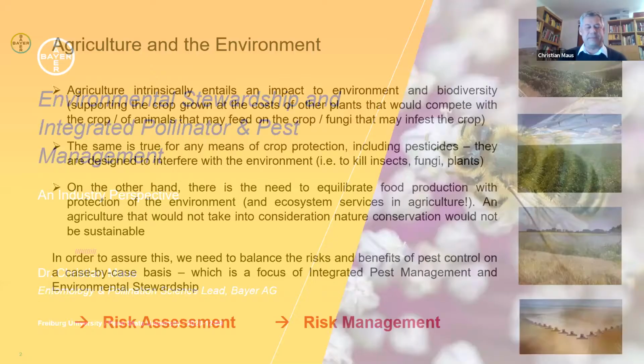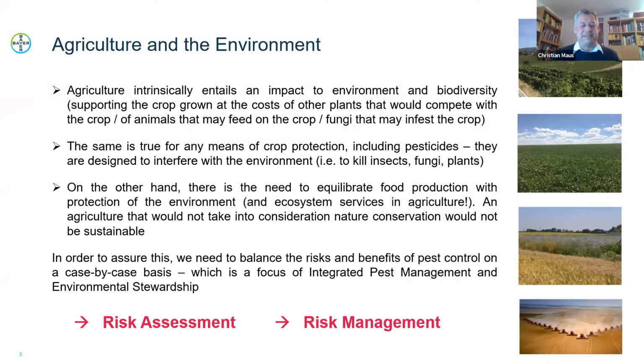Before we dive more deeply into the topic, let's go through some fundamentals. Agriculture intrinsically entails a certain impact on the environment and on natural biodiversity, because it is about supporting the crop grown at the cost of other living organisms, like competing weeds or pests that are foraging on the crop. The same is true for any means of crop protection, be it chemical crop protection or any other pest control or weed control measures. So that's an intrinsic thing.